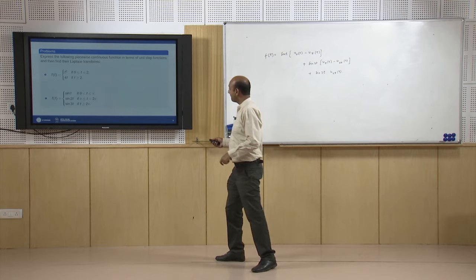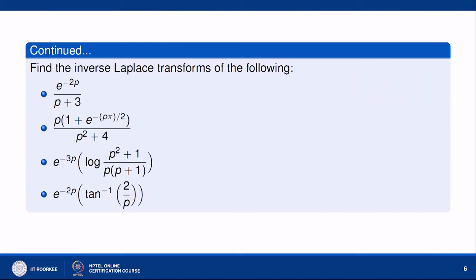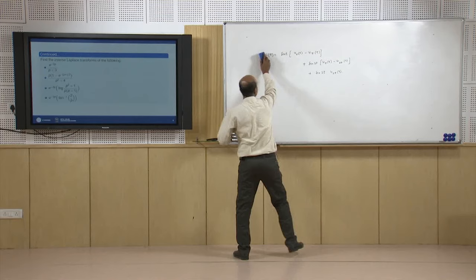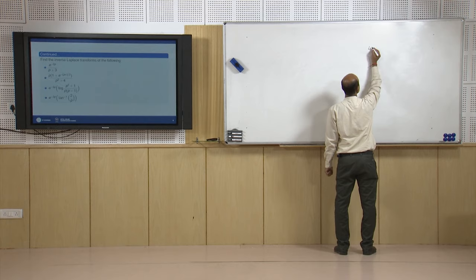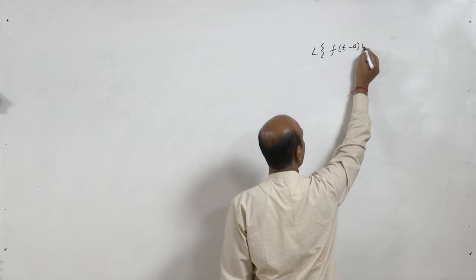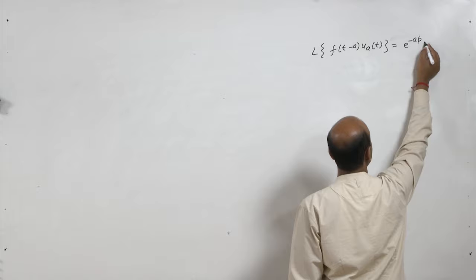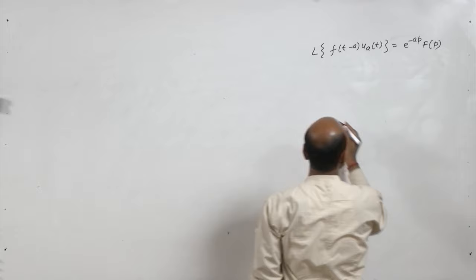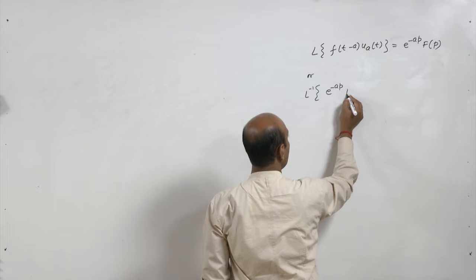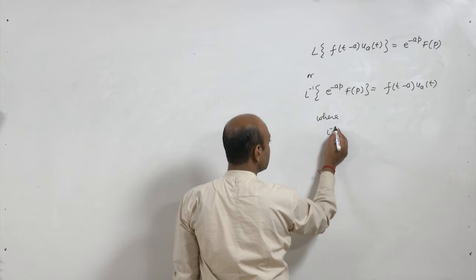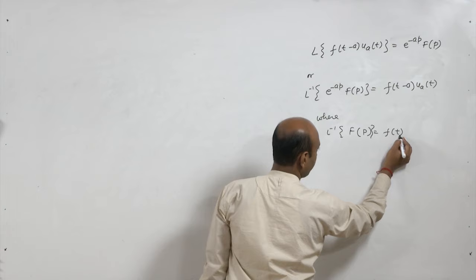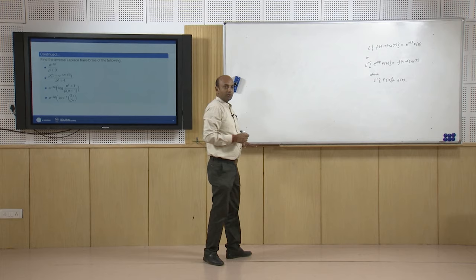Now let us find the inverse Laplace transform also of such functions. What is the inverse Laplace transform of a unit step function? We have already seen that L{f(t − a) u_a(t)} is e^(−ap) F(p), where F(p) is the Laplace transform of f(t). So in terms of inverse, the Laplace inverse of e^(−ap) F(p) is f(t − a) u_a(t), where the Laplace inverse of F(p) is f(t). This is the implication of the second shifting property.